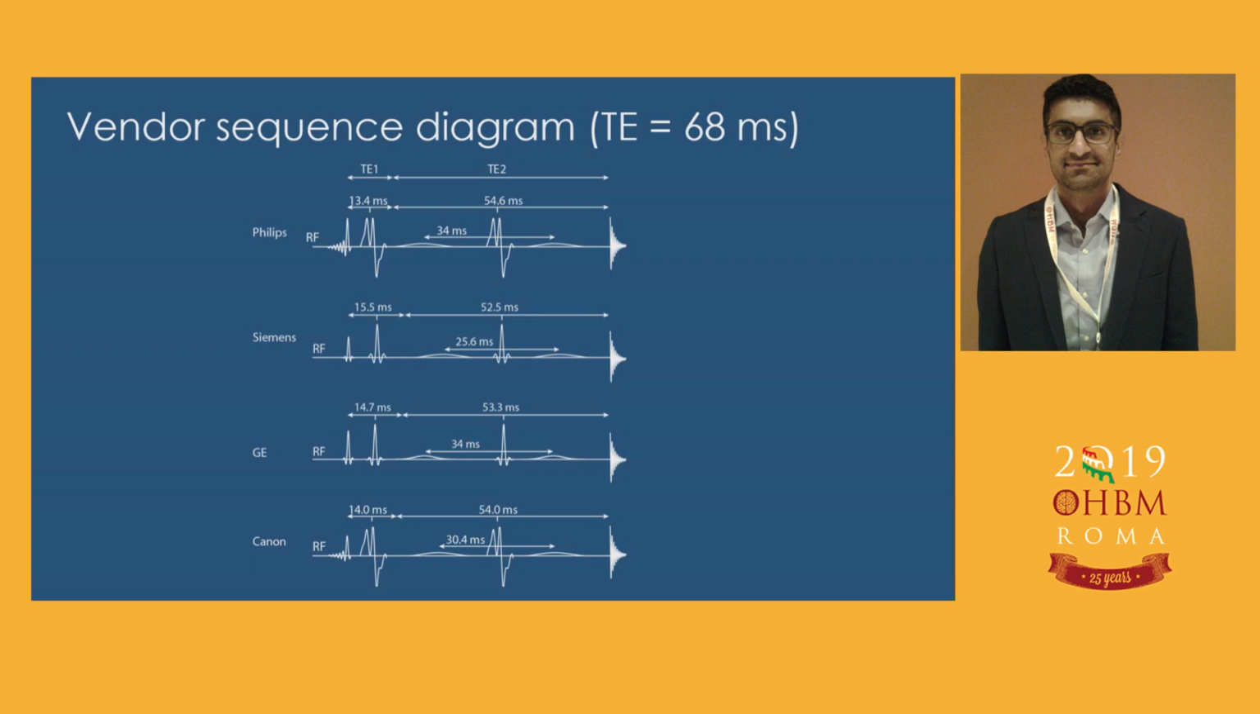The editing pulses are different in terms of waveform, but it's also different how far apart they're kept, and that affects your editing as well. And in terms of timing, TE1 and TE2 are also different across vendors. And these differences lead to edited signals with different patterns, and that can also cause variation in your measurement.